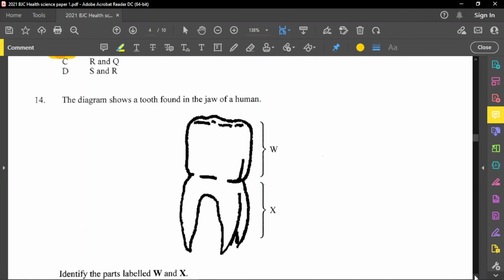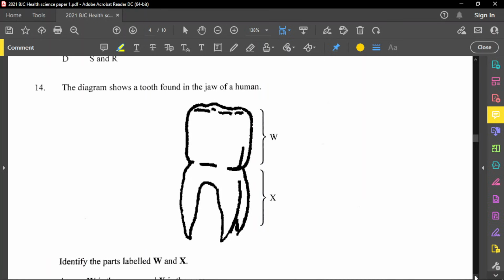It said the diagram shows a tooth found in the jaw of a human. Look at this tooth, you realize that it is one found closer to the back of your mouth. Based on the top of it, it looks like a premolar. A little bit larger, maybe we may see a molar. Molar and premolar are pretty much shaped the same way, but based on the design here, a little bit flat, I'm saying this is a premolar.